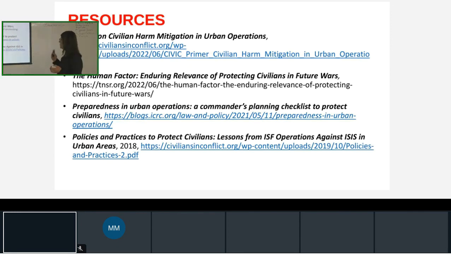And then these are some resources for all of you. I've written a lot of these, but there are some from the ICRC that I've also included. The top one is the primer that came out in June that I mentioned. I wrote this article with a colleague of mine. I was asked to write this article by the Texas National Security Review.